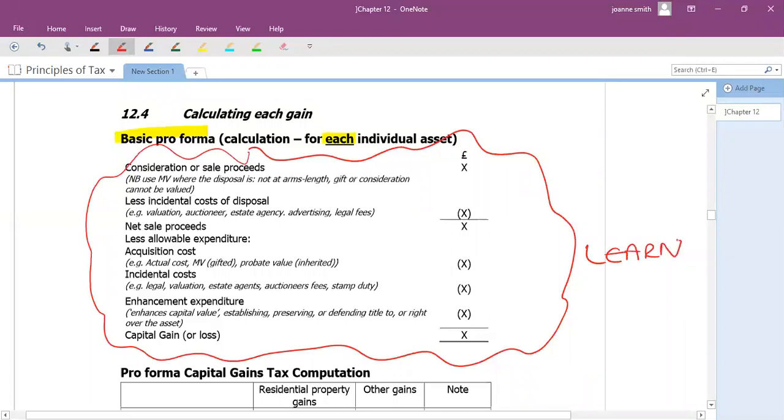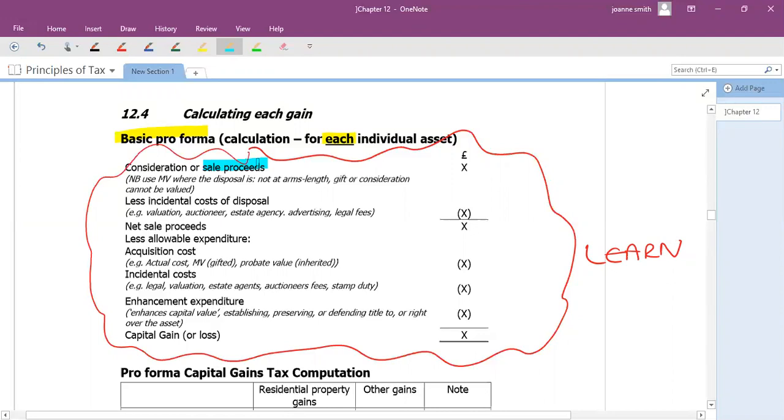And it's unlikely in your exam you're going to have to do all of these things, but obviously any of them that come up, you need to know where they go in the computation. So in simple terms, you're saying, what did I sell it for and how much did it cost me? But we do need to know what sort of things we can deduct as a cost.